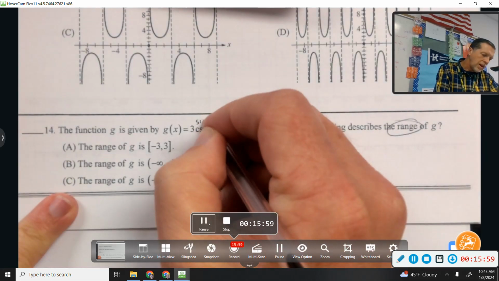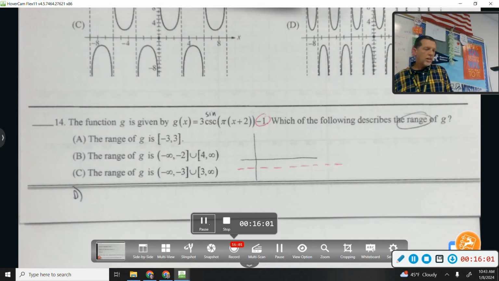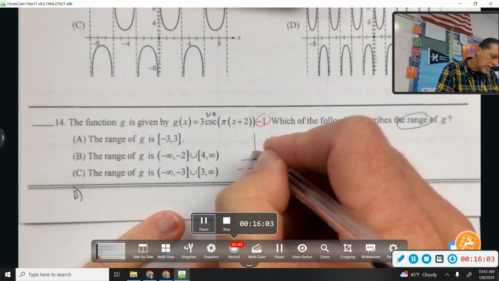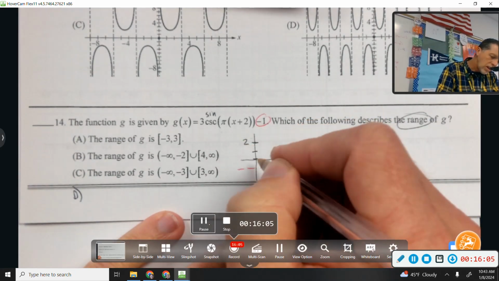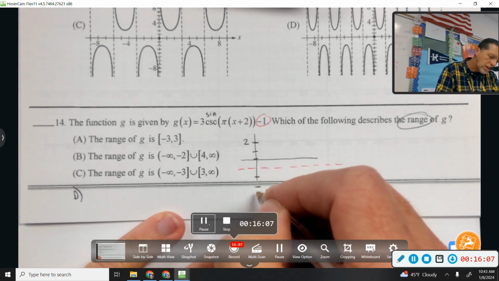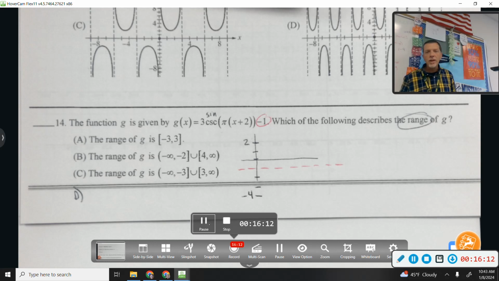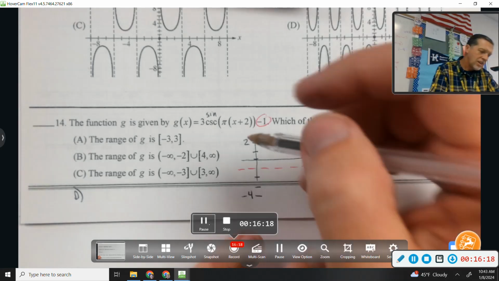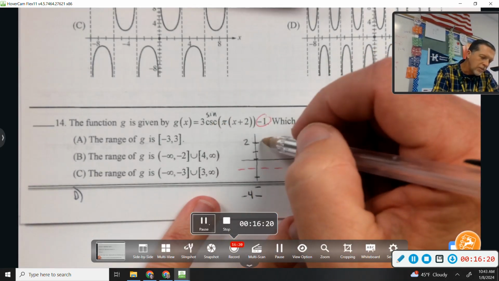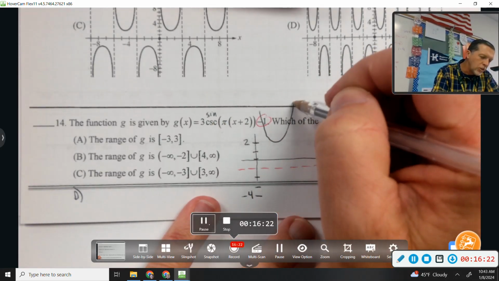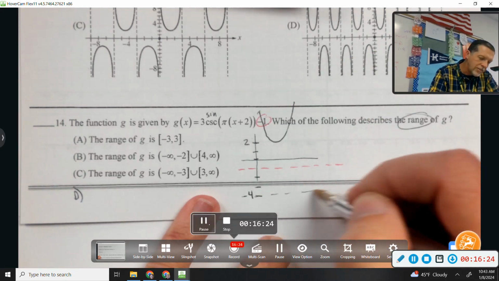My amplitude is 3. So that means I'll be going up 3 and down 3. And that'll be where the sine wave is in between -4 and 2. But that means the cosecant will be u's off of 2 and off of -4.